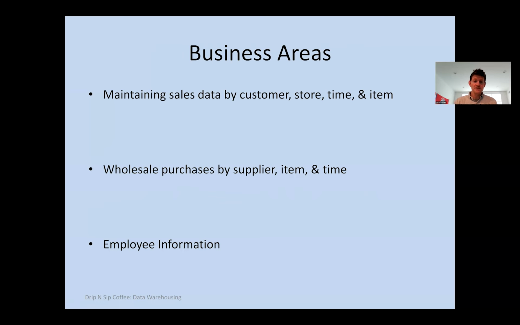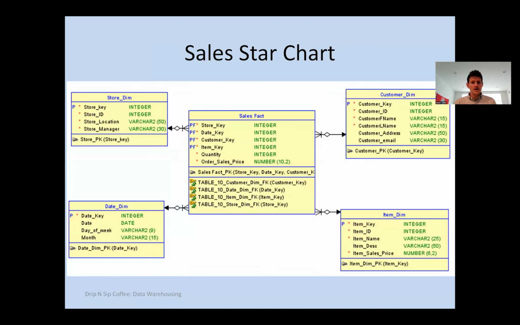Wholesale purchases by supplier, item, and time for our supply chain management operations, and finally, employee information for optimizing payroll and employee retention. This is our star chart for sales. You can see the sales fact table in the middle, as well as the dimension tables for customer, item, date, and store.